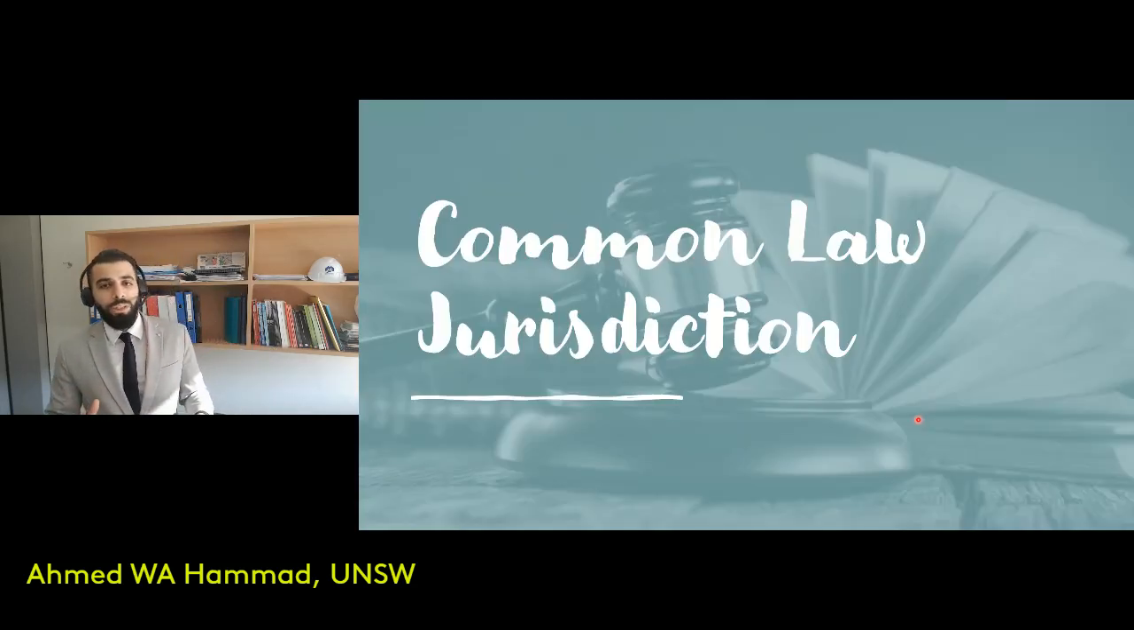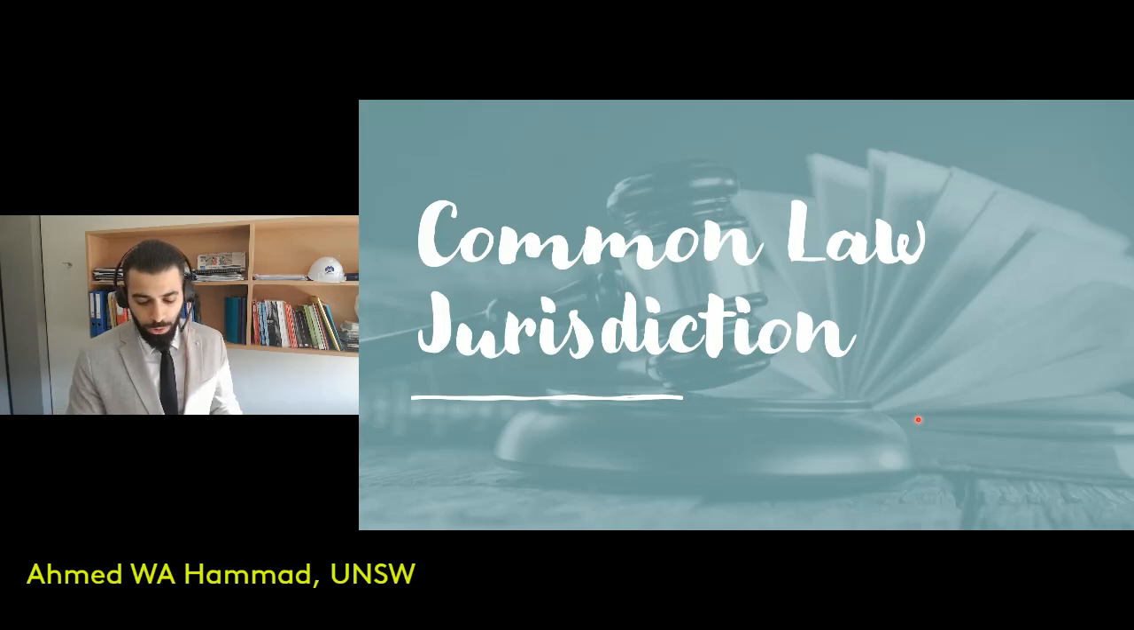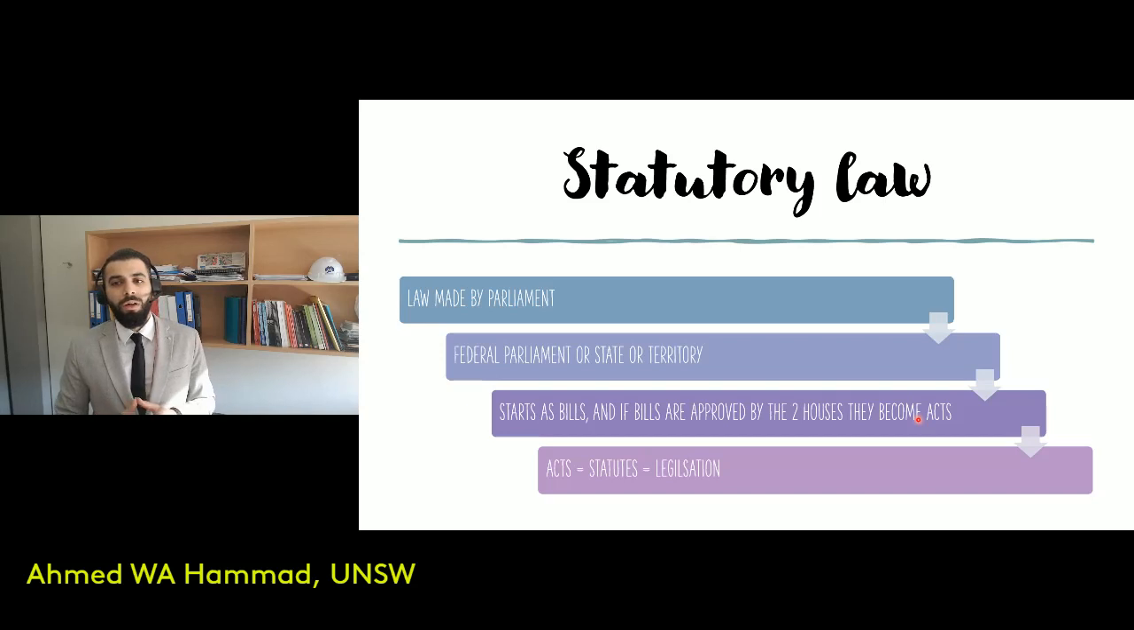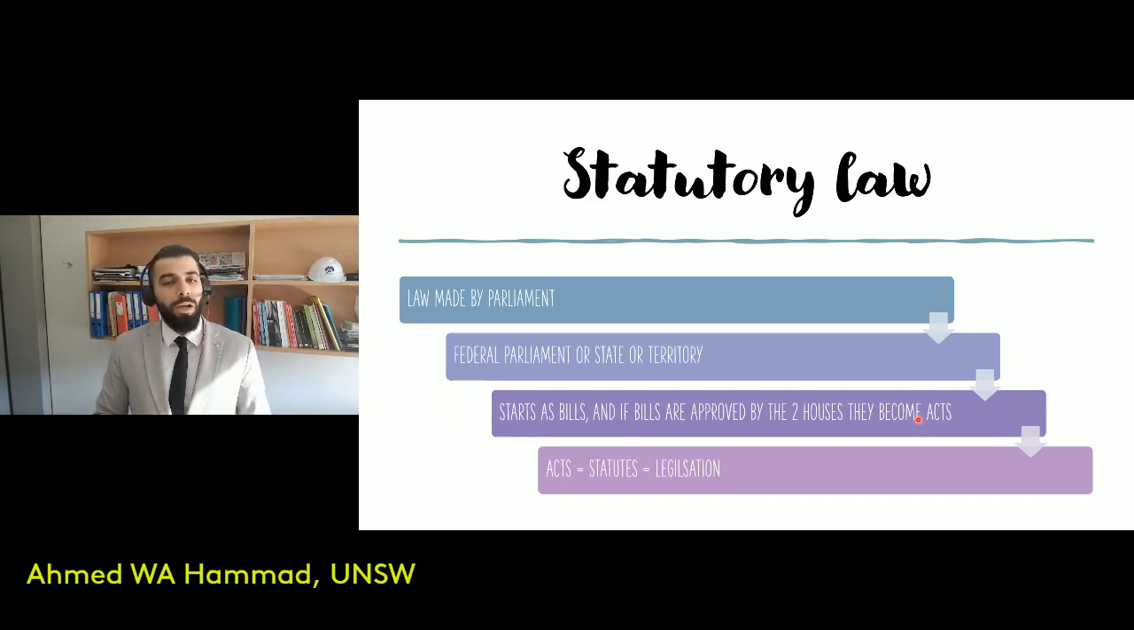Now, the common law jurisdiction is an important jurisdiction to talk about because that's the jurisdiction that's implemented in Australia. Basically, when we talk about the common law jurisdiction, there are two aspects to it. The first aspect is the statute, so that's the legislation that's passed by Parliament. Then we have common law itself, and I'll explain these in detail. So a statute is basically the law that's made by the Parliament, and it can be the federal Parliament or it can be the state parliaments, or the territory.